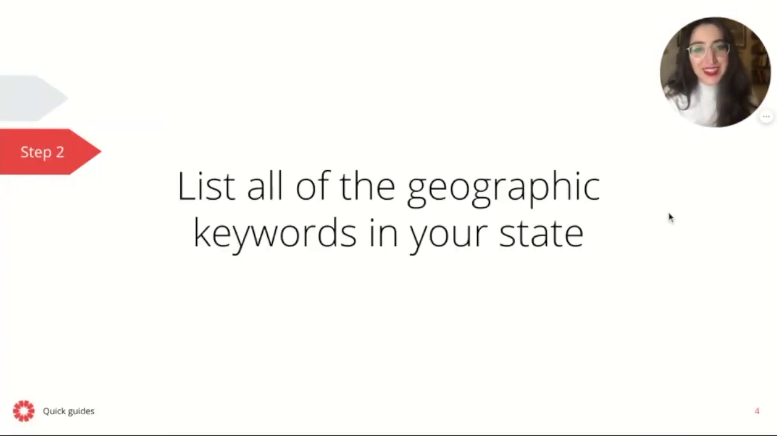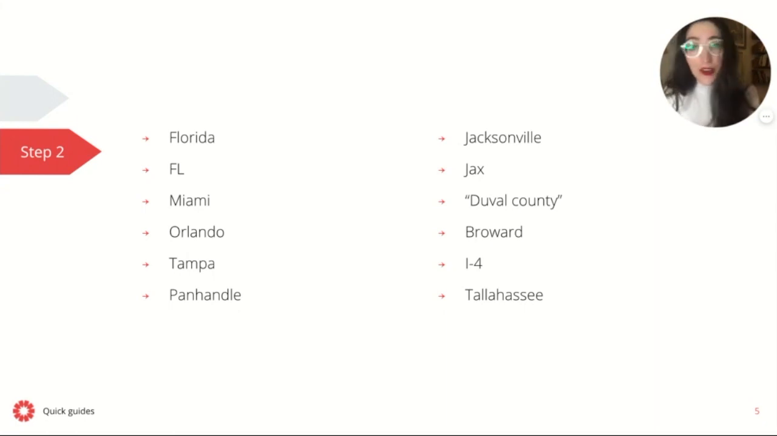Step 2. List all of the geographic keywords in your state. This is going to help us find all of the people who are talking about the election in your area. For example, here are all of the words that someone might use to talk about Florida.